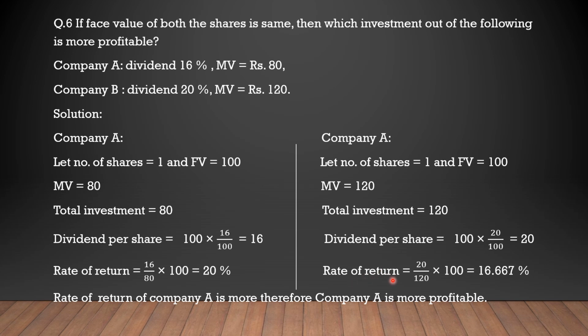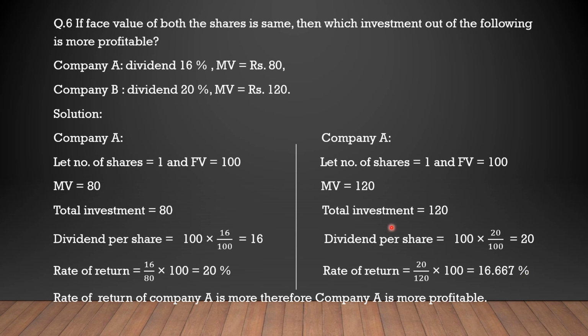Then rate of return. So rate of return is equal to dividend per share by total investment into 100. So dividend per share is 20, total investment is 120, into 100. 20 by 120 into 100 is equal to 16.667%.